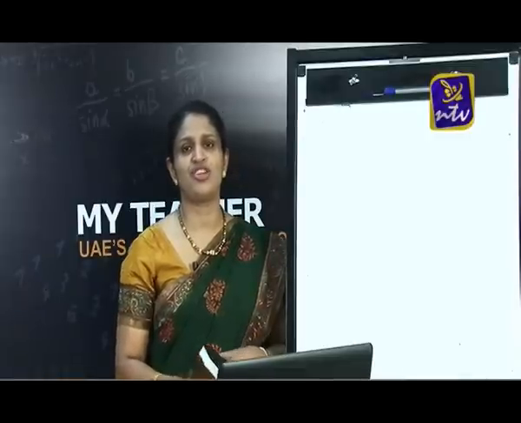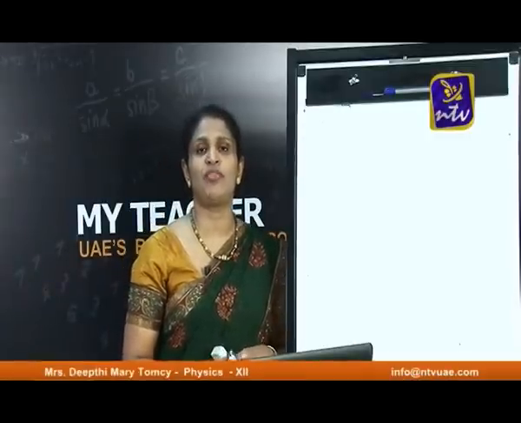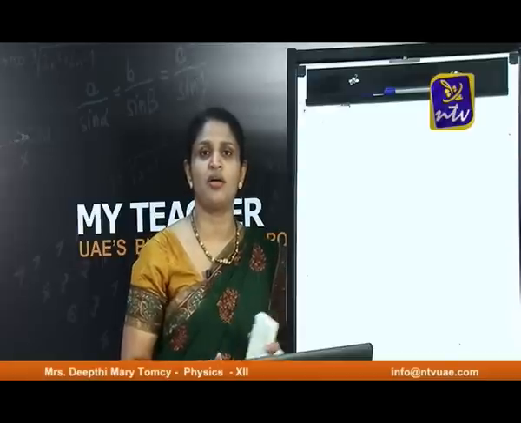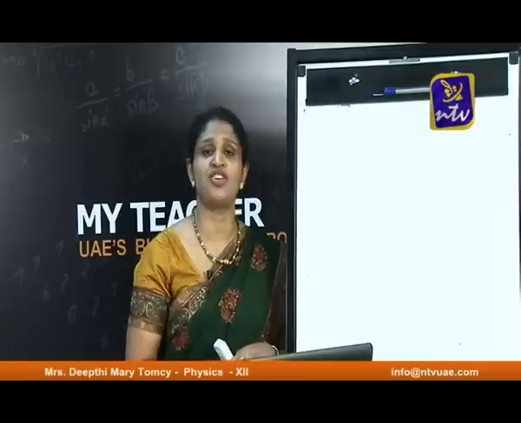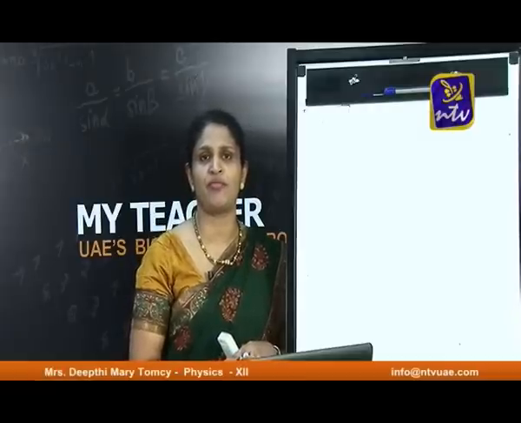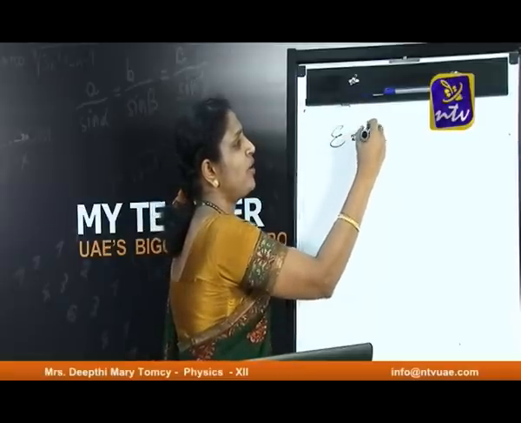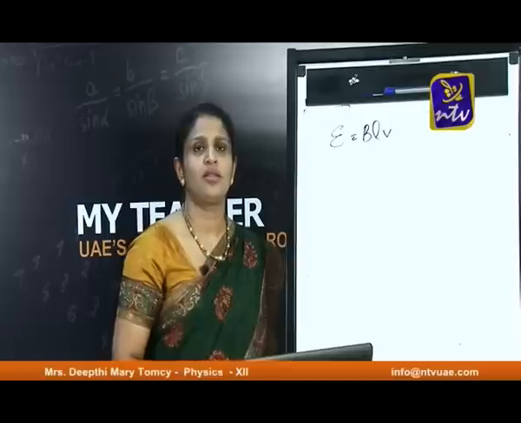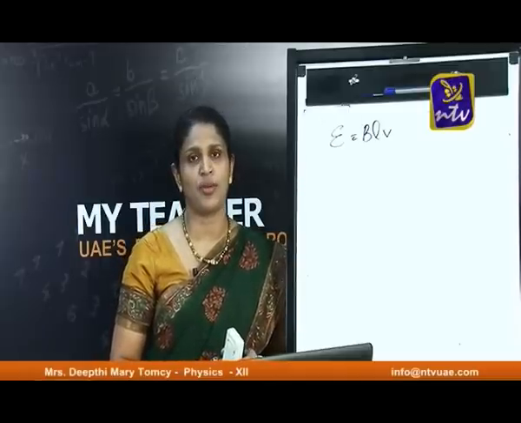Welcome back to My Teacher's program. We have been discussing how EMF can be induced by changing the area with respect to a coil, and thereby changing the magnetic flux and inducing EMF. And we have got the expression for the EMF as BLV. This is the second method by which we can induce EMF by changing the area.